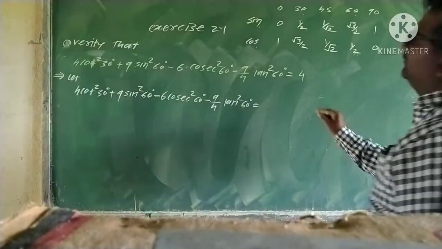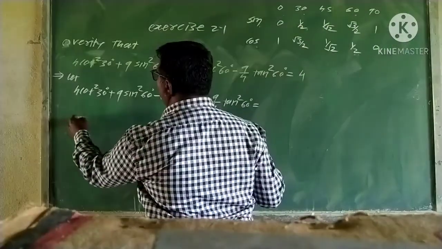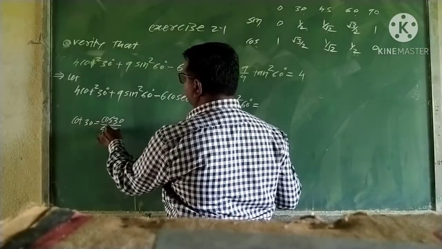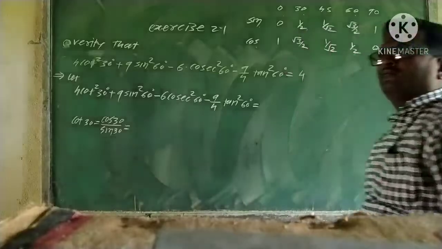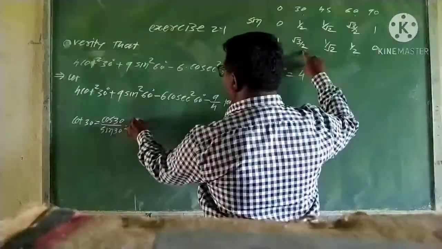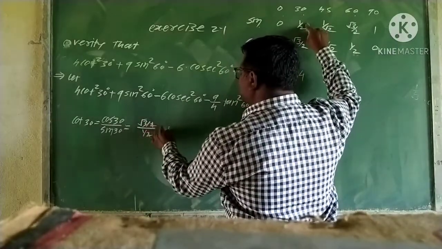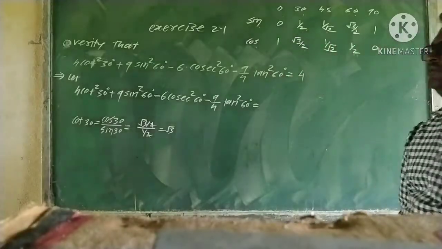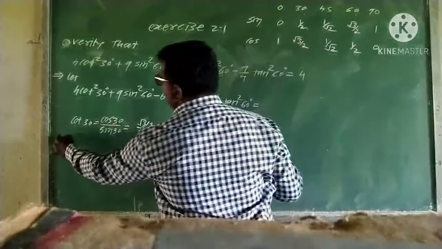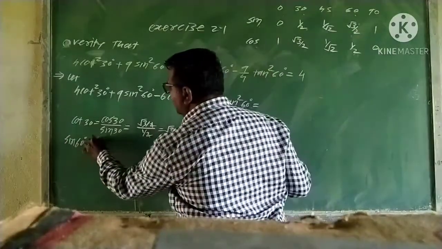Now we see here that cot of 30 is equal to cos of 30 divided by sin of 30. Now here cos of 30 is square root 3 divided by 2, and sin of 30 is 1 upon 2. Now here the 2s get cancelled, remaining is square root 3. That is the first value. Here sin of 60 degree is equal to square root 3 divided by 2.